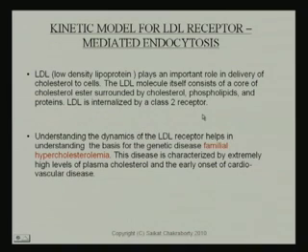The internalization process for LDL is by class 2 receptors, which means that the coated pits are formed first before the binding occurs. And what we need to understand is the dynamics of the LDL receptor, because this dynamics forms the basis for the genetic disease known as familial hypercholesterolemia. This disease is characterized by extremely high levels of plasma cholesterol and the early onset of cardiovascular diseases.